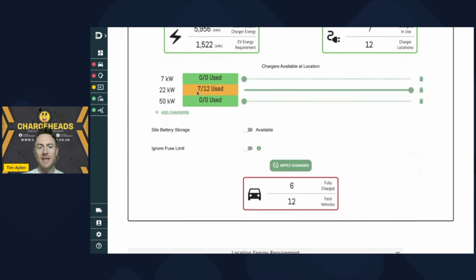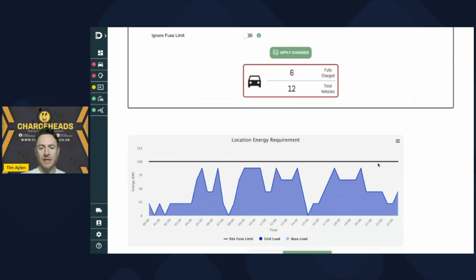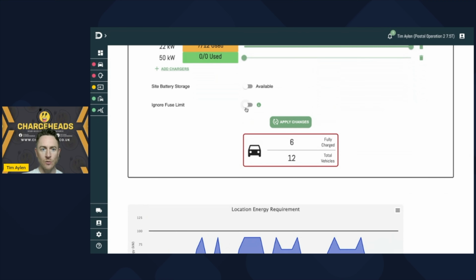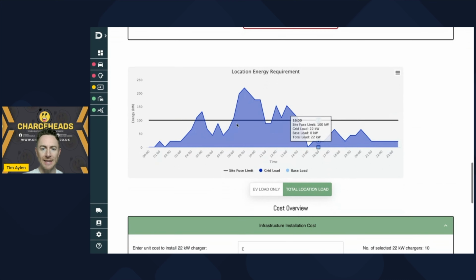So only 7 of the 12 AC chargers are being used, and only 6 of the vehicles are being charged out of 12. And I know the reason for this. It's because there's not enough power. So if I click ignore fuse limit, so let's pretend we've got all the power in the world, apply the changes, you can quite clearly see we've got the black line, which is the site fuse limit, and the power demand is going above that. Not only is it showing us that we haven't got enough power, it's showing us how much more power we actually need than we've currently got. So we've got a 100 kilowatt fuse limit, and 220 is what we need.